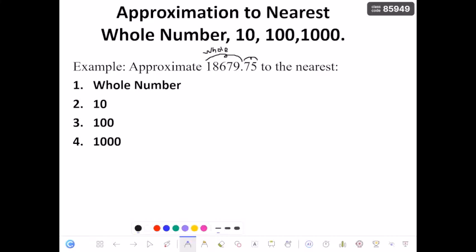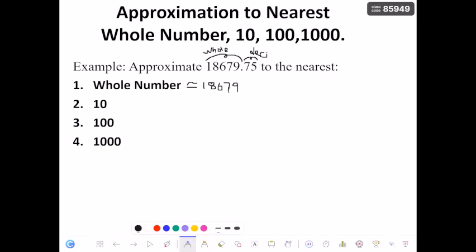So this part here on the right is the decimal part. This is the decimal part, very, very important. So when a question says approximate to nearest whole number, identify the whole number first. So your answer to this number one now, which is 18,679. This is your whole number part.